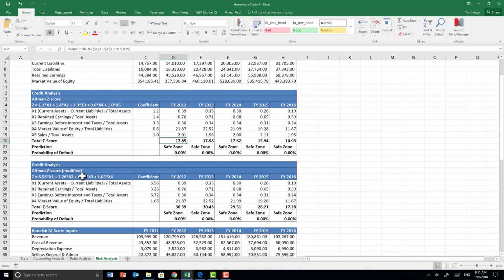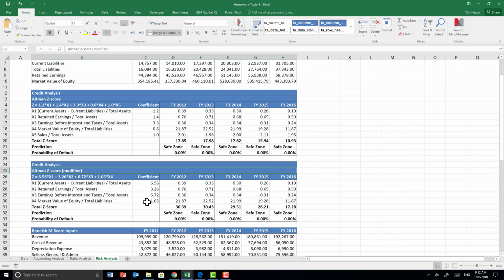So down below we have the Altman Z-score that is modified, and again the only difference for the modified model is really that we're dropping one of the variables, which is sales divided by total assets. The reason is the modified model is made for non-manufacturing firms, and the sales to total assets is a variable that is very important for manufacturing firms but not so much for non-manufacturing firms, and that's the reason why it's dropped.